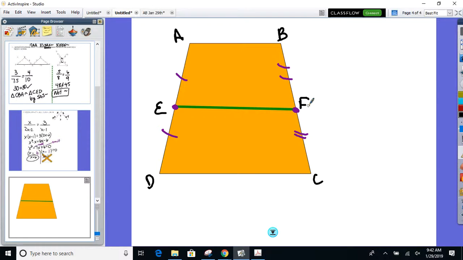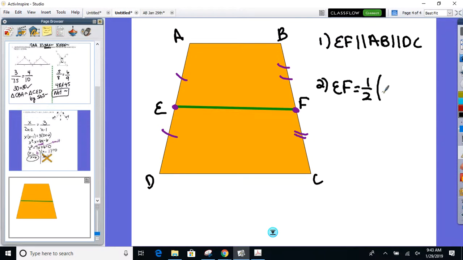What did I know about EF? Anybody remember the 2 facts we came up with? Thomas, do you remember one of them? Yep, so it's parallel to the 2 bases, AB and DC. And did anybody remember how we found its length? Anybody remember? Miko, what do you got? We took half of the 2 bases added together. All right, that's in a trapezoid.